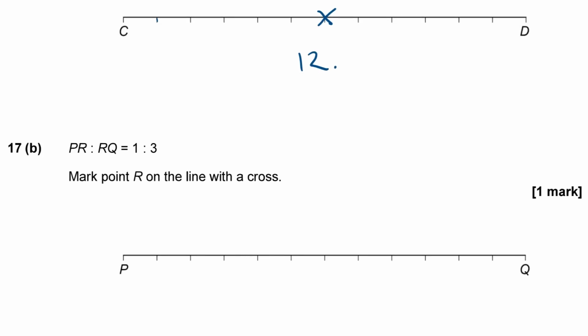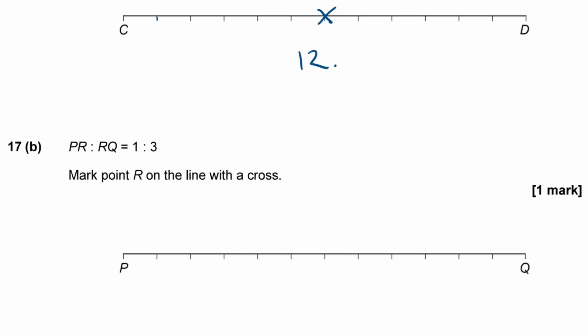And then we're told that PR to RQ is in the ratio of 1 to 3. Mark the point R on the line with a cross. So notice R is the one in the middle of these. The ratio for the distance from P to R, the point we need to mark, compared to R to Q, is 1 to 3. So basically we've got to divide up this line in the ratio of 1 to 3 to work out where R is. It's a bit like one of those questions where you have to divide a number by a given ratio. Add the two parts of the ratio together.